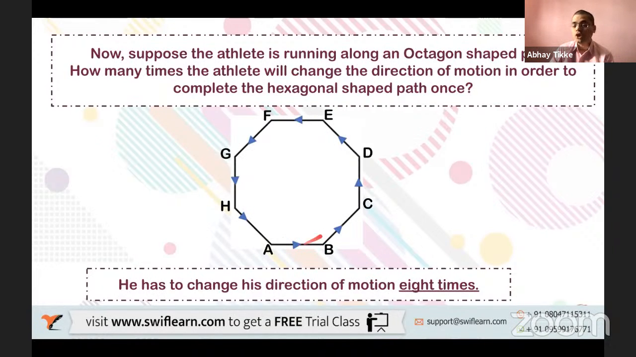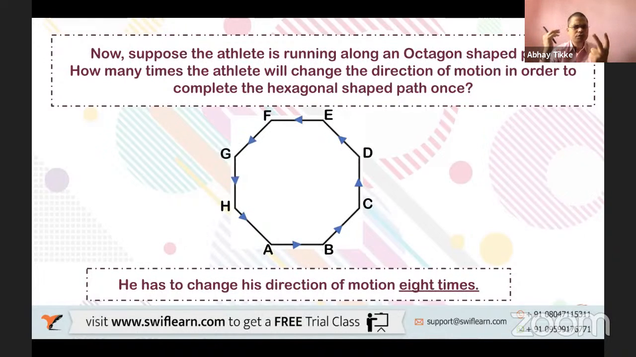How many times do you have to change? How many sides does an octagon have? 8 sides, is it not? So how many times do you have to change the direction? 8 times. Are you getting this? So 8 times you have to change the direction if you have to complete one revolution.